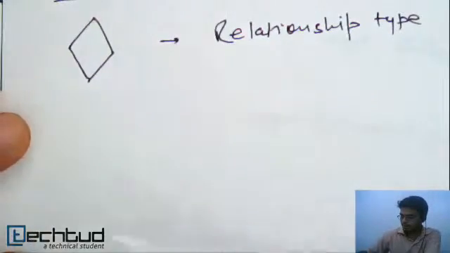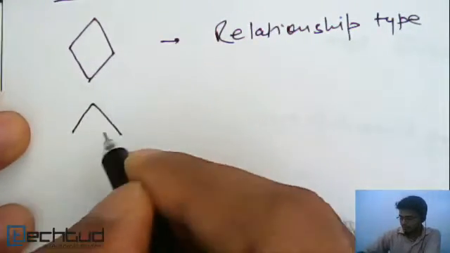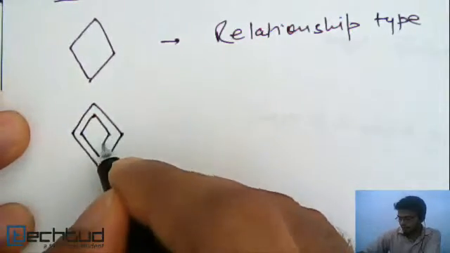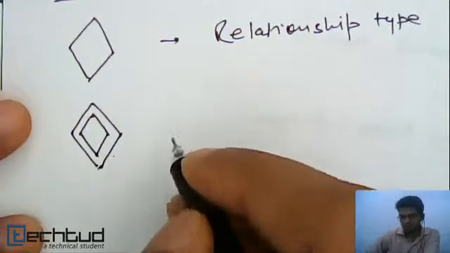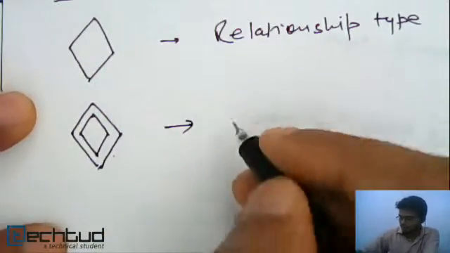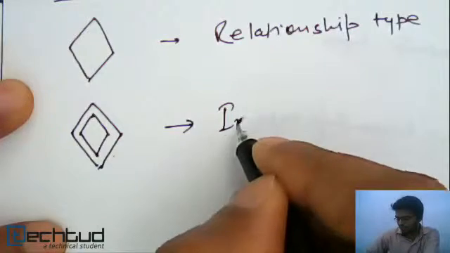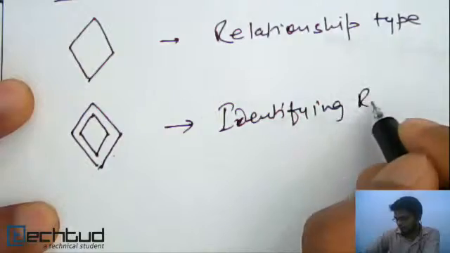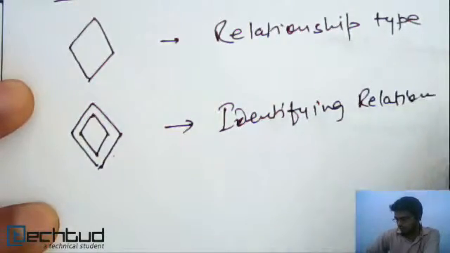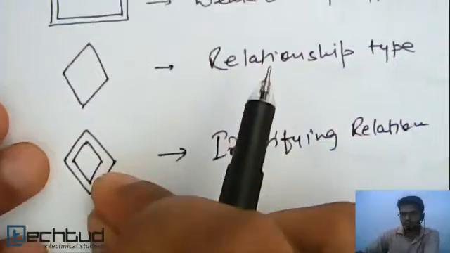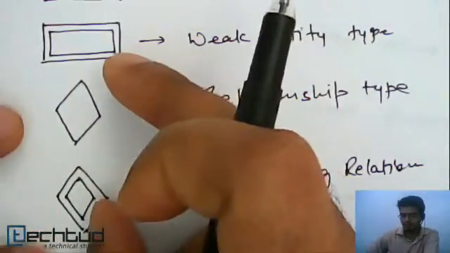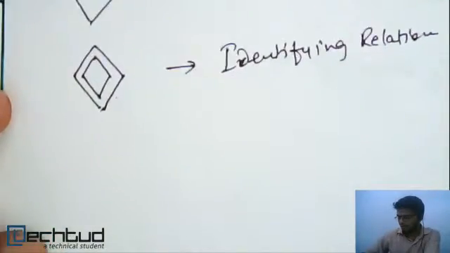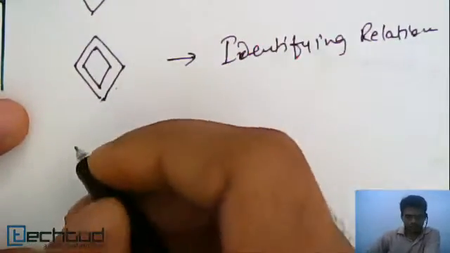Okay, similarly we have something which is represented by a double diamond. So what would it be? Weak relationship, is it? It is called identifying relationship. Well, this identifying relationship has something to do with this weak entity, and everything I will be explaining in the weak entity lecture.